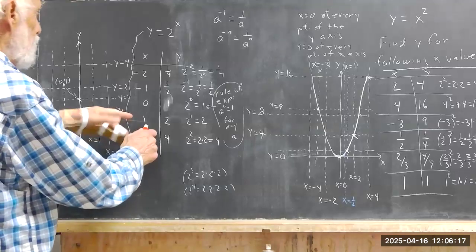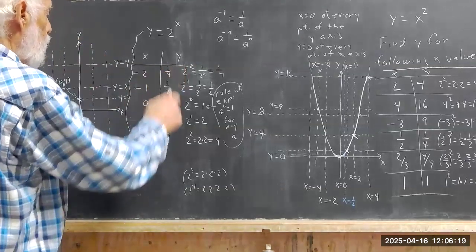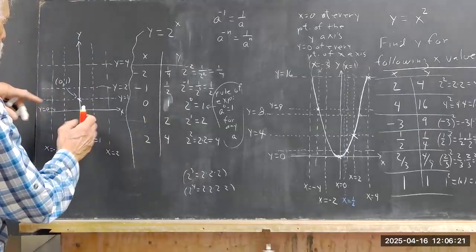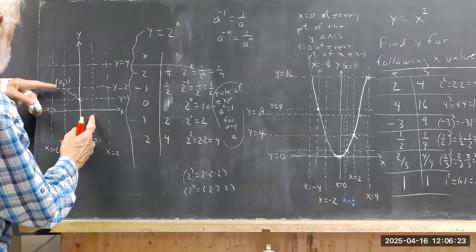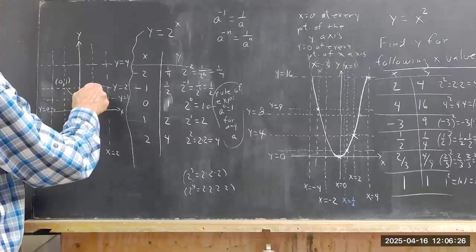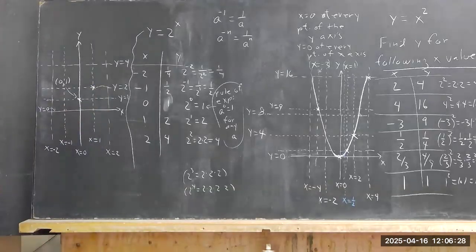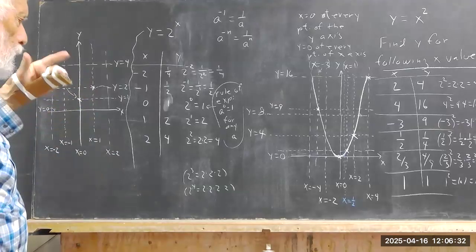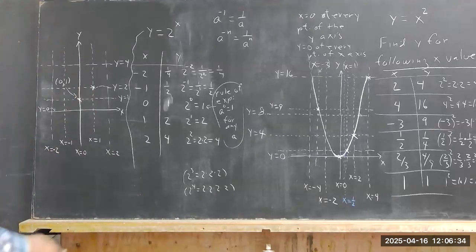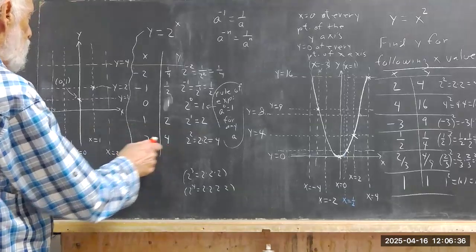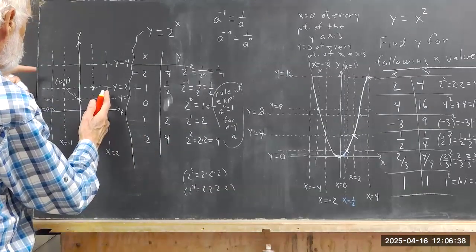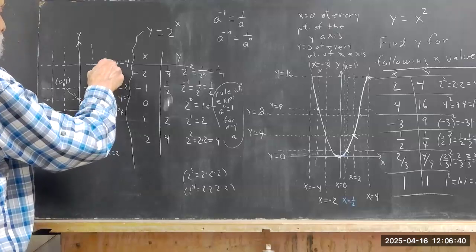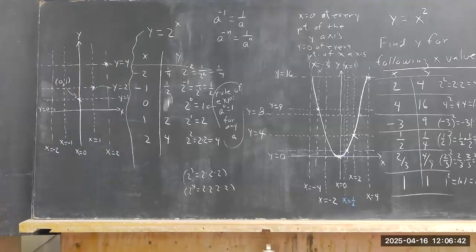Okay. Then we have x equals 1, y equals 2. Here's x equals 1. Here's y equals 2. Where do they meet? They meet here. And we could label that point 1, 2, sorry. Then we have the point where x is 2 and y is 4. Well, here's x equals 2. Here's y equals 4. And here's our point. Okay. So that's 3 points on the graph.